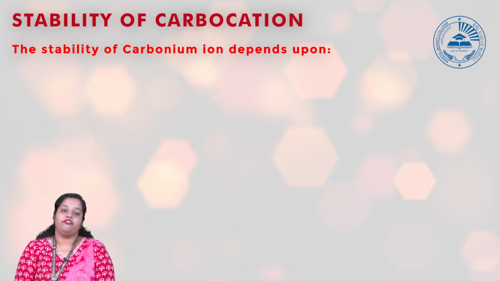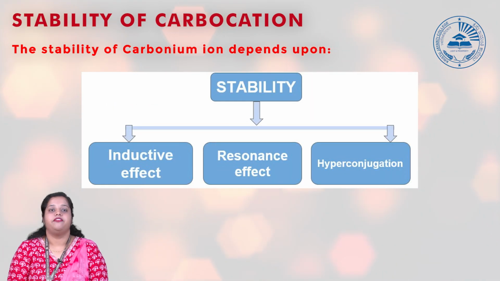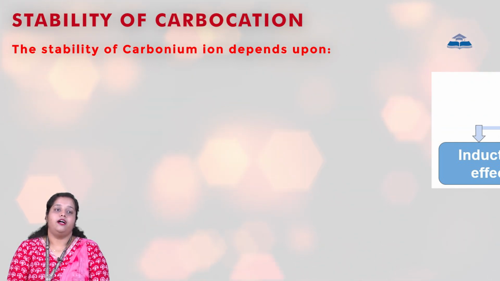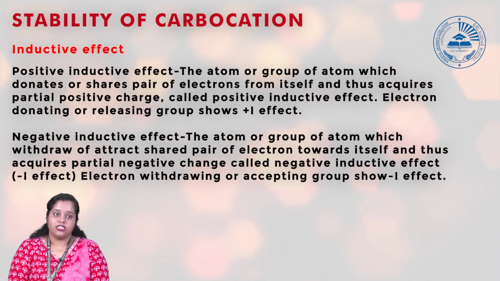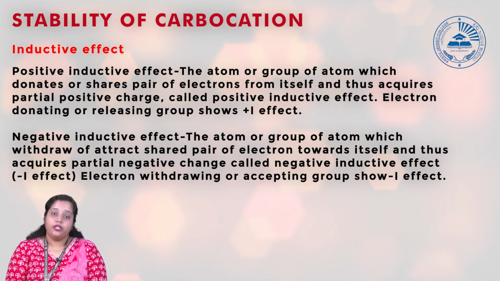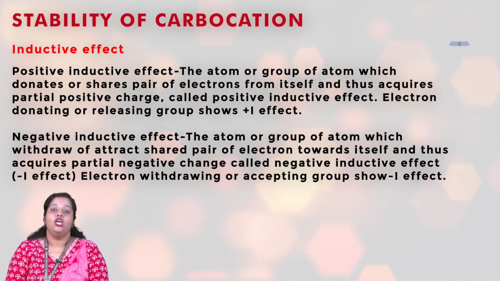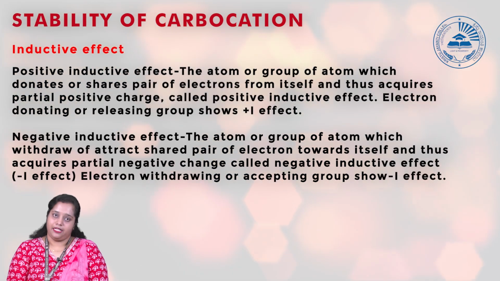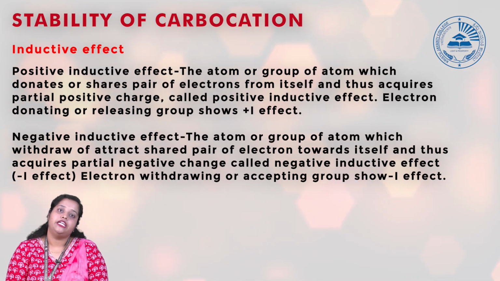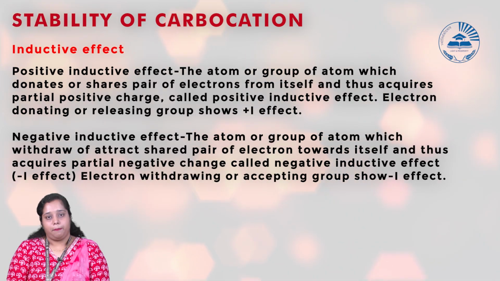Next, talking of stability of carbocations, it depends basically on 3 effects: inductive effect, resonance effect and hyperconjugation. Talking of inductive effect, it may be a positive inductive effect or a negative inductive effect. The atom or group of atoms which donates or shares electrons shows a positive inductive effect, or plus I effect. So, an electron donating or releasing group shows plus I effect, whereas atoms or groups which withdraw or attract the shared pair of electrons show a negative inductive effect. An electron withdrawing group shows minus I effect.